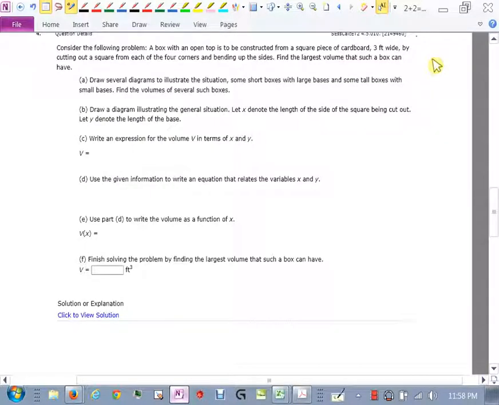Consider the following problem. A box with an open top is to be constructed from a square piece of cardboard 3 foot wide by cutting out a square from each of the 4 corners and bending its sides up. Find the largest possible volume such a box can have.